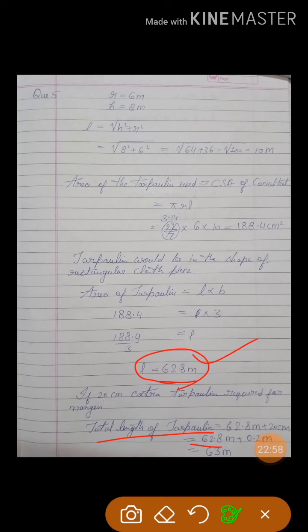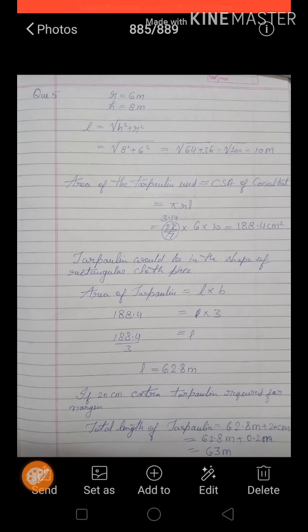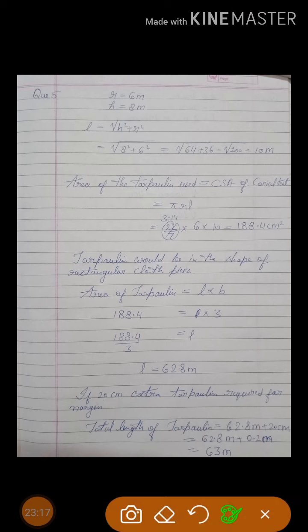So 20 centimeter extra we took, so we are adding 62.8 plus 20 centimeter. We convert this 20 centimeter into meter, it will be 0.2 meter. So we shall add them and it will be 63 meter. This is the required answer.